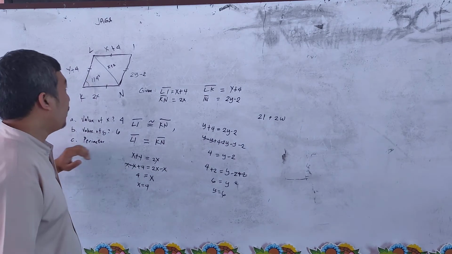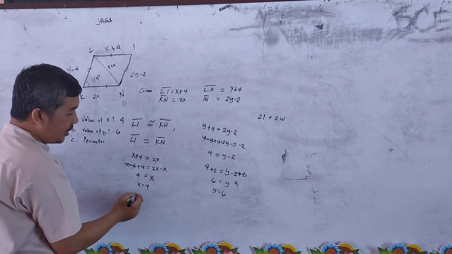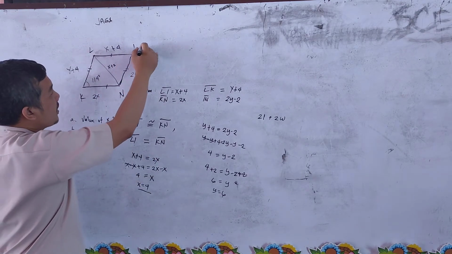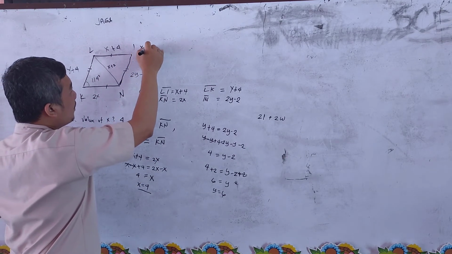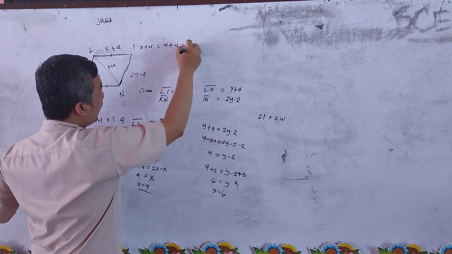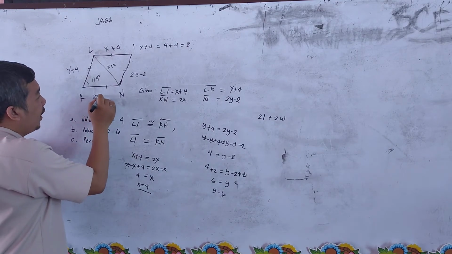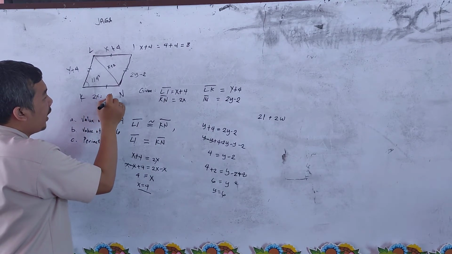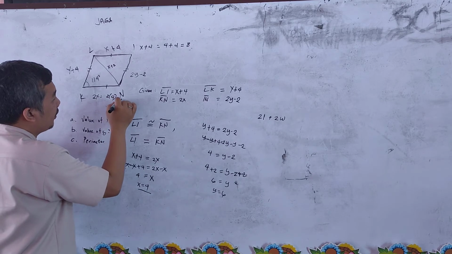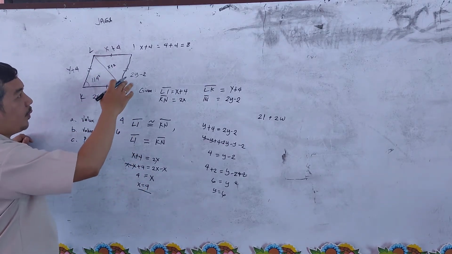Bago pala natin makuha ang perimeter, i-substitute muna natin to. Our x is 4. So this one is x plus 4 is equals to 4 plus 4 is equals to 8. O, ganun din dito. 2x is equals to 2 times 4 is equals to 8. See, parehas ang sukat.